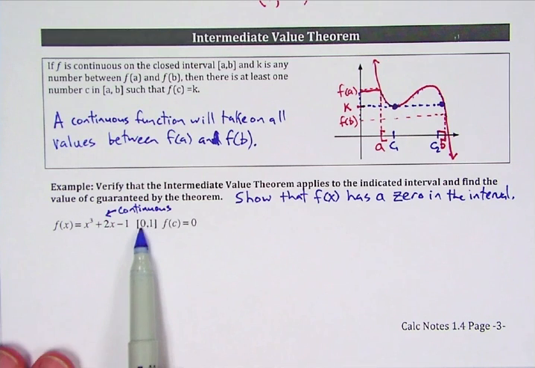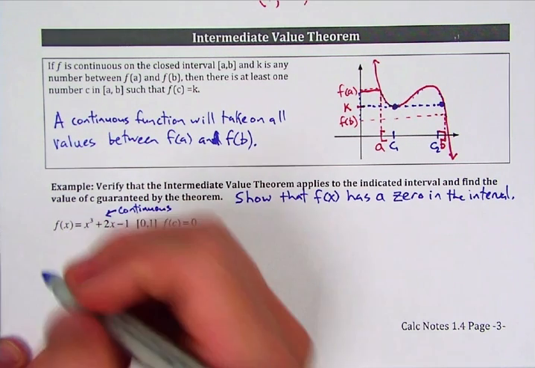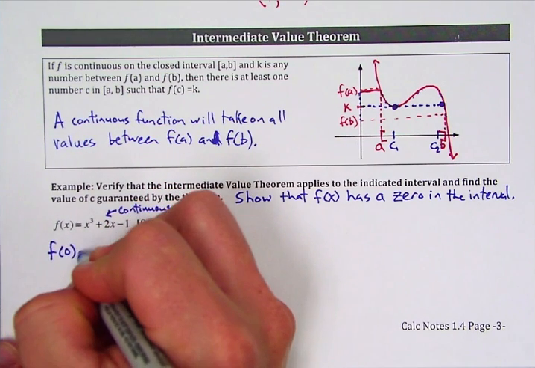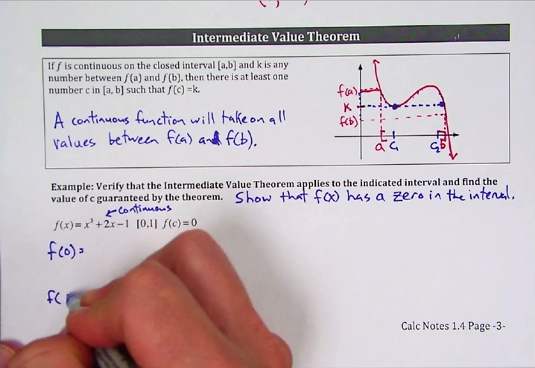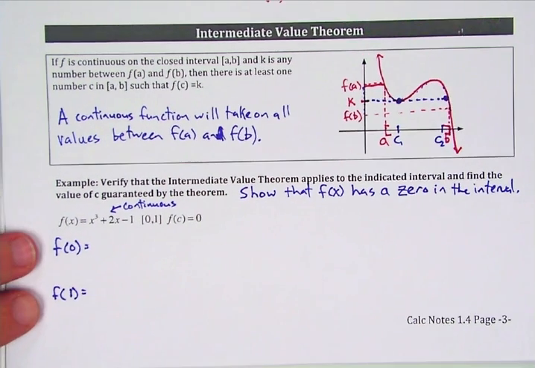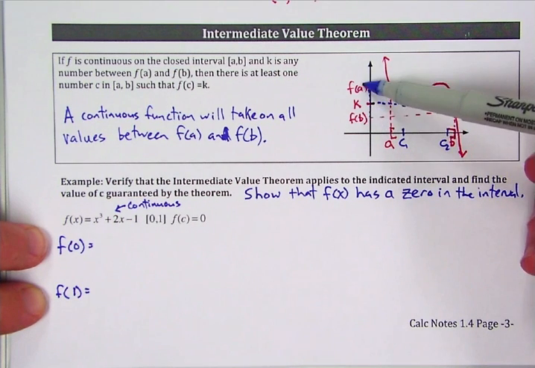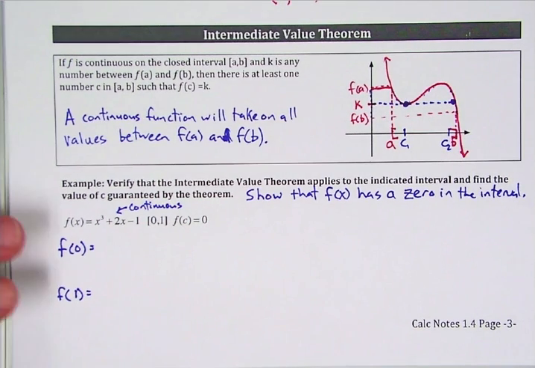And now we want to talk about this interval idea. So we have our interval 0 to 1, and we need to substitute that into our function. So we're going to find what's going on at f of 0, and we're going to find out what's going on at f of 1. Notice these two values here are going to correspond to these two values right here. So that's what we're finding right now.